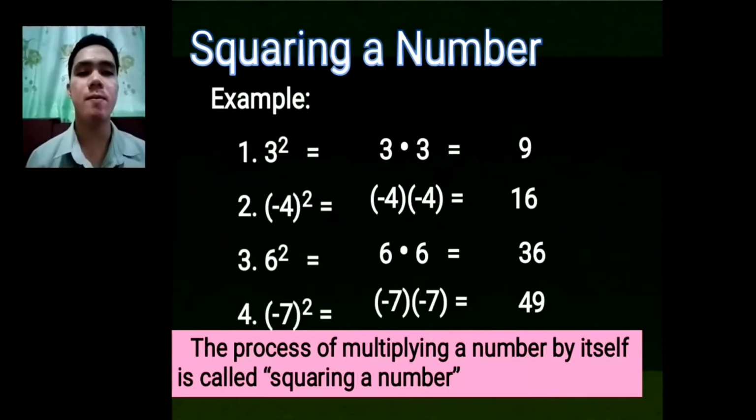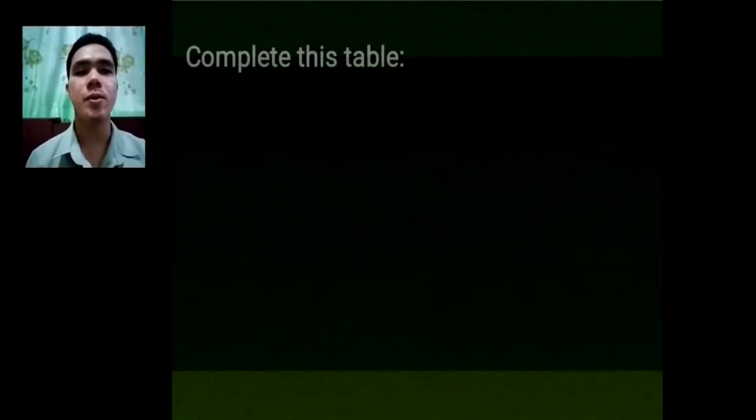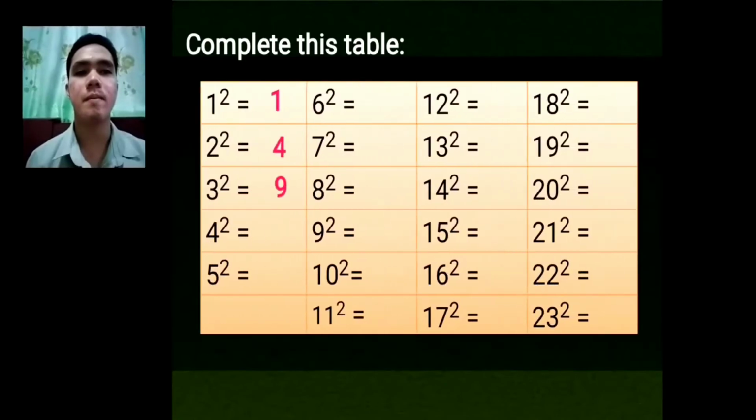So, the process of multiplying a number by itself is called squaring a number. Okay? Now, complete this table. If 1 squared is 1, 2 squared is 4, 3 squared is 9, how about the remaining squares of numbers? Okay, it's your turn. Just pause this video to find the square of the following numbers. Then I will reveal the answer. Now I will reveal the answer.